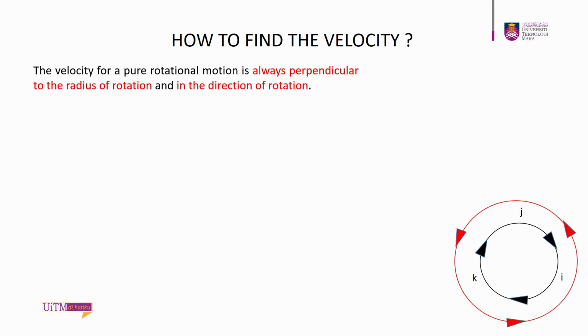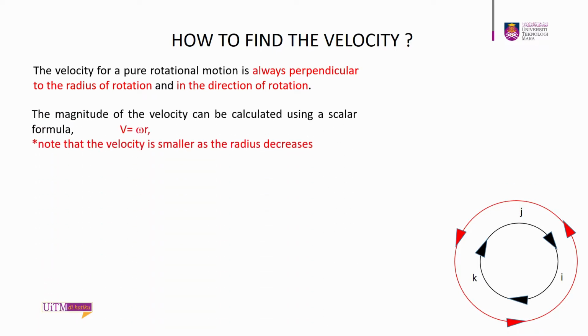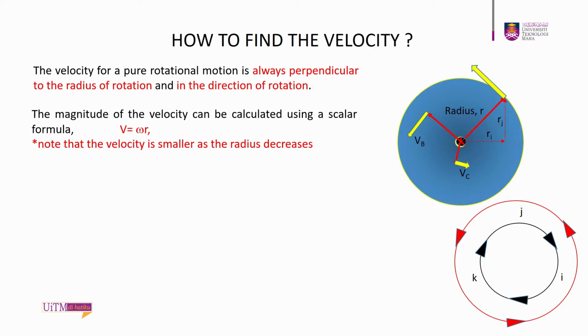We also need to understand that the velocity of a pure rotational motion is always perpendicular to the radius of rotation and in the direction of rotation, meaning if the rotation is counterclockwise, then the velocity is also pointing counterclockwise. We can find the magnitude of the velocity by using the scalar equation v equals omega r.